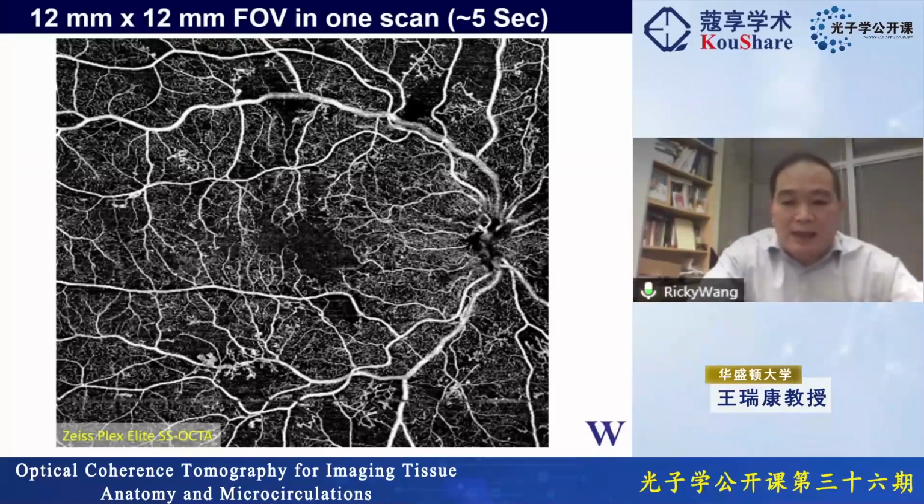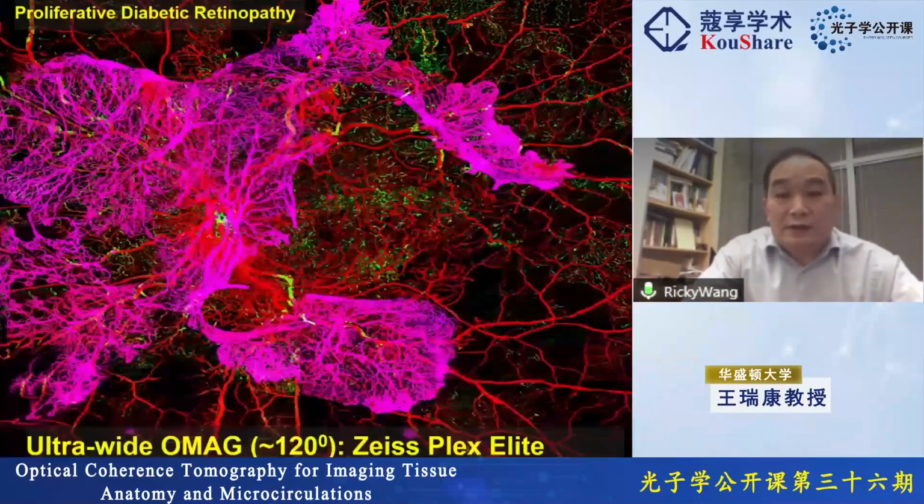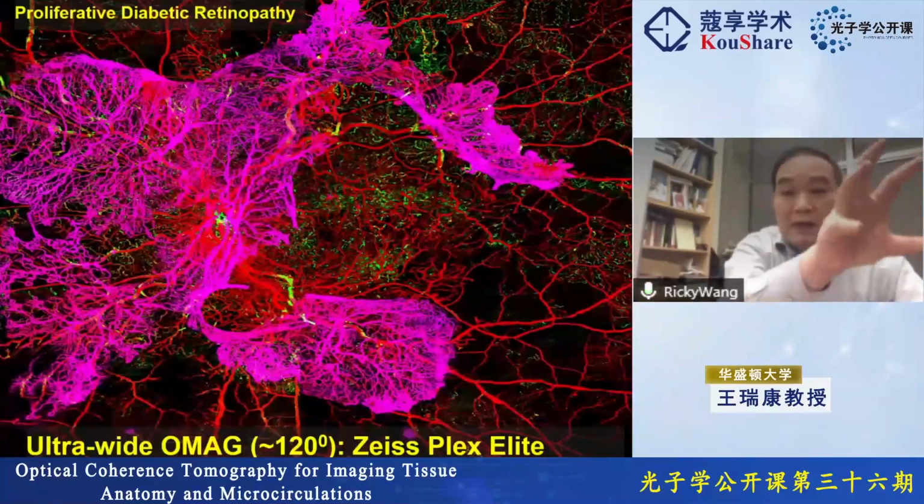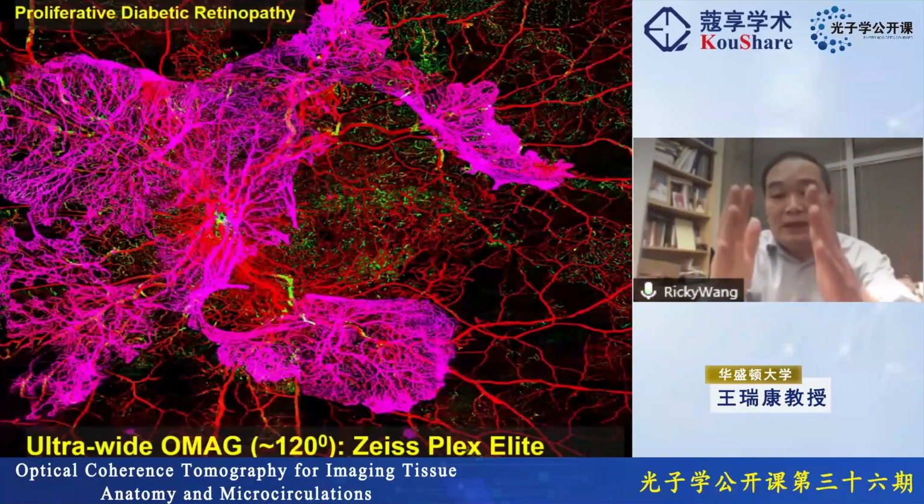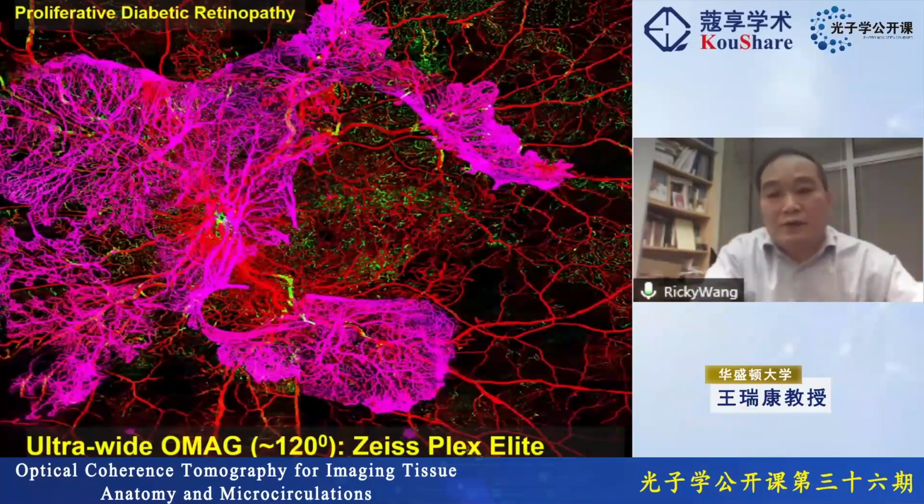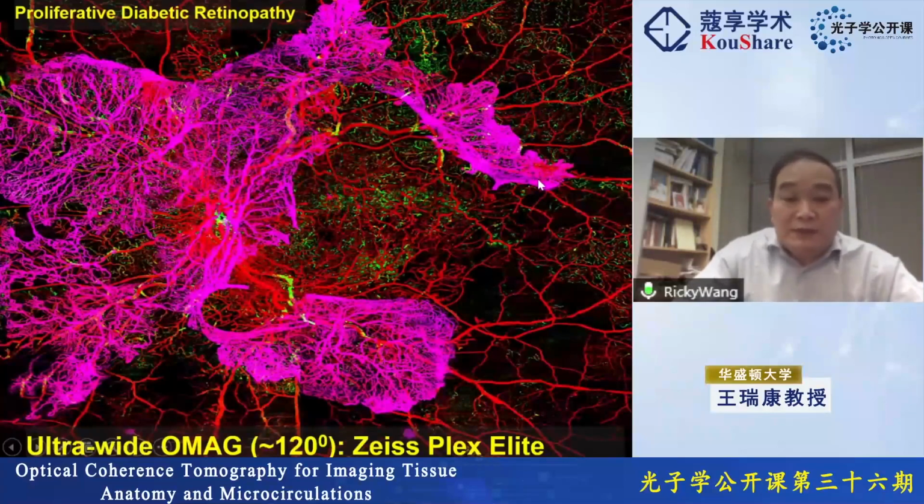Okay, and using this 12 by 12 scan, you can scan an even wider field of view if you capture different cubes, and then after the different cubes are captured, you can put them together to form this wide field of view. And this is the later stage of diabetes. In this case, before the treatment, you can have this detailed vasculature map in the patient.